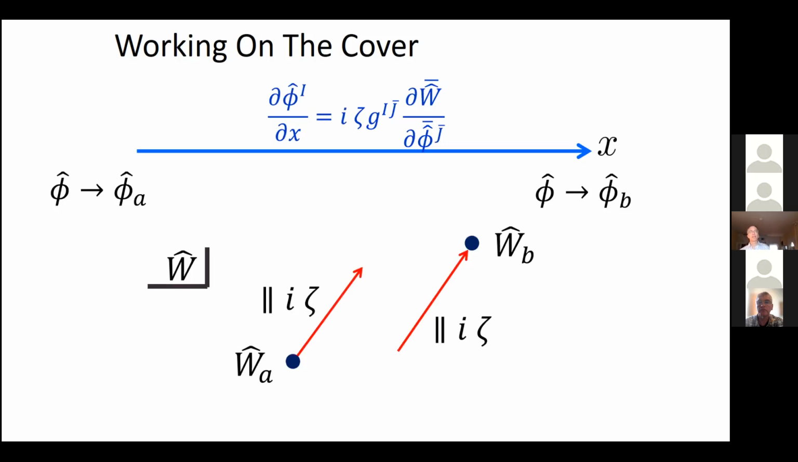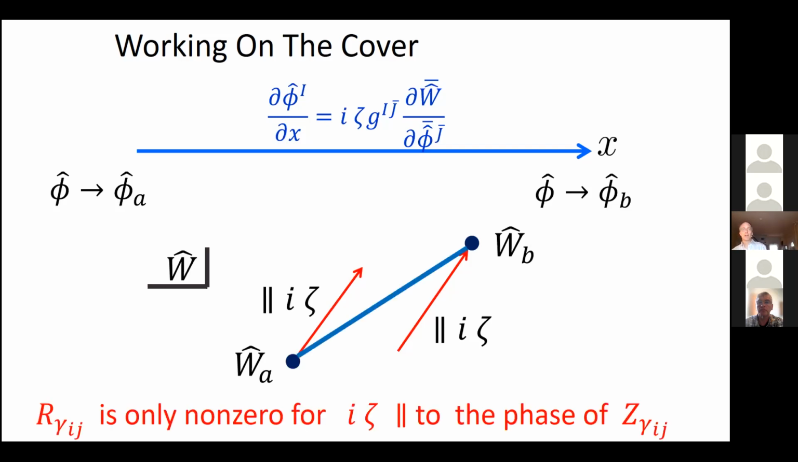And now it's a famous fact that if you have a solution of the zeta soliton equation and you have a well-defined superpotential and you project the image of that solution into the complex W hat plane, you get a straight line. And the straight line has a phase which is given by I zeta. So because of the boundary condition on the left, we have a straight line coming out of the critical value W hat of A. And because of the boundary condition on the right, we have a straight line going into the critical value W hat of B. But of course, these have to match up. So as Jan said, for general zeta, there are no classical solitons. So this R_gamma_ij is only non-zero if I zeta is parallel to the phase of Z_gamma_ij.